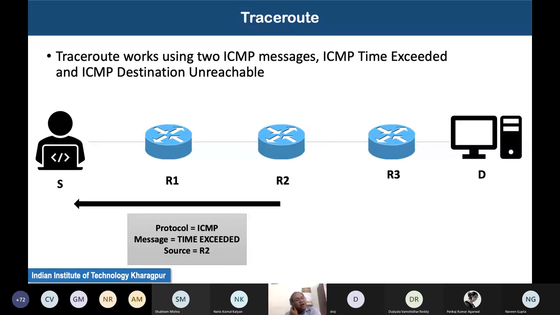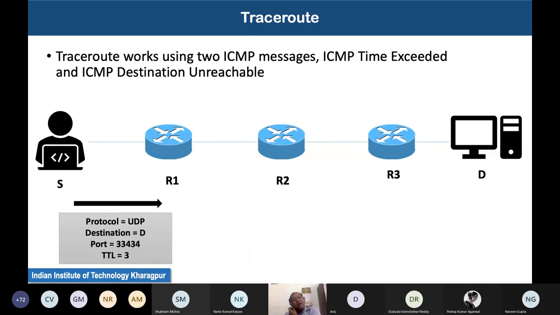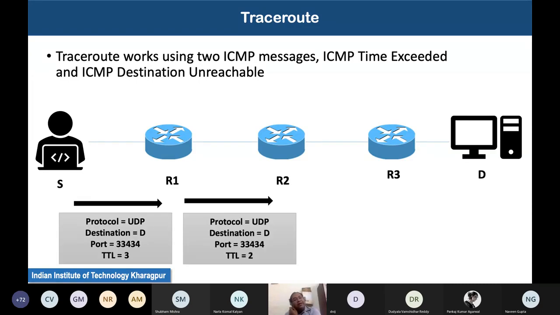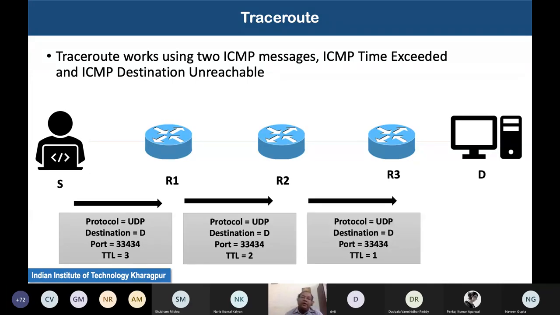Then to get the third hop, you send a UDP message with TTL equal to 3. R1 will forward it, R2 will forward it, and when it reaches R3, TTL will become 1, R3 will decrement it, and TTL will become 0. Then it will send an ICMP time exceeded message with source R3, and you know that your third hop is R3.